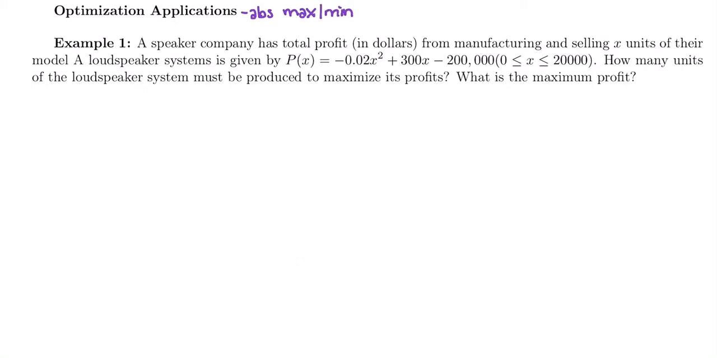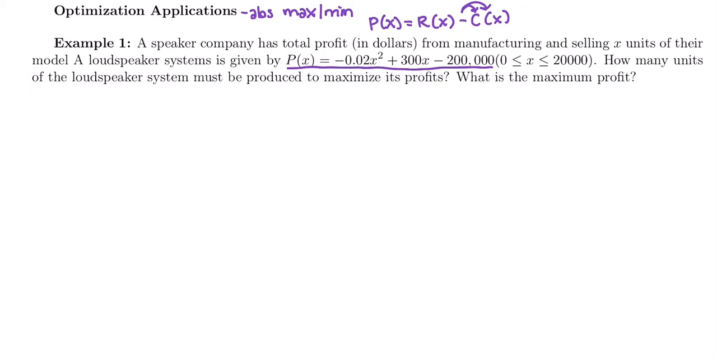So looking at this first problem, we have a speaker company whose total profit in dollars from manufacturing and selling x units of their Model A loudspeaker system is given by this P of x. So we have our profits, some good review of the formula for profit. How they calculated this is they did their revenue minus their cost. Just something to keep in mind, a formula that you should know. So they found their profit off of x loudspeakers is given by this function here.